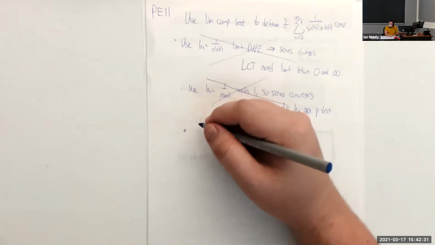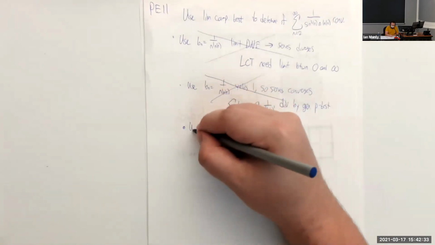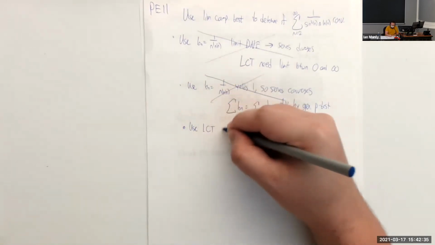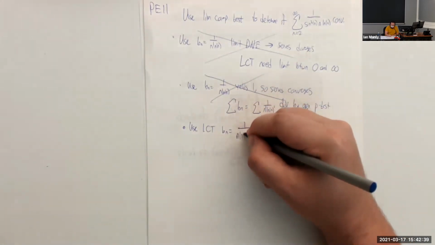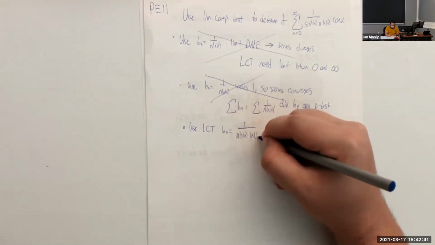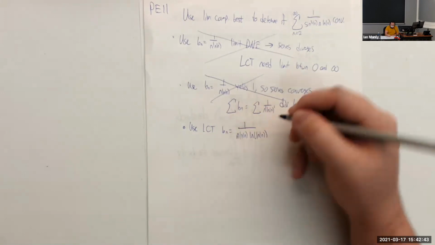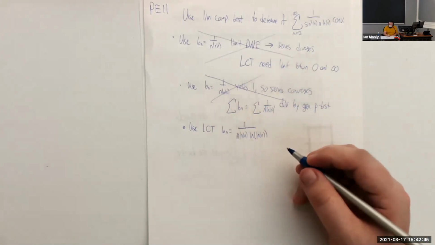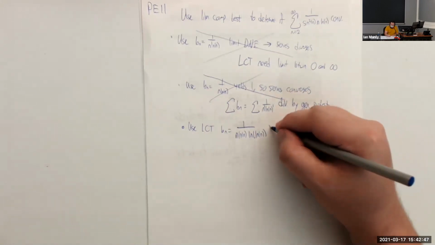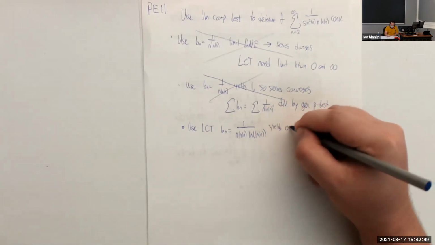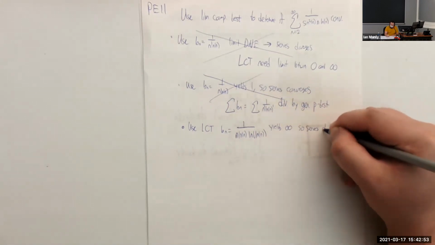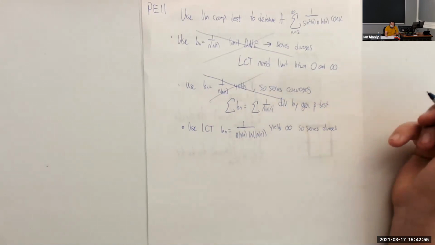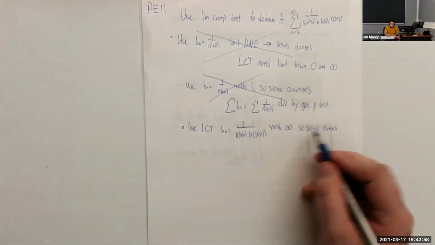Okay, let's look at our third answer here. So this one, use the limit comparison test, and this time they have a different Bn. It's 1 over n, ln of n, and then ln of n. All right. And then they say that this yields infinity, so the series diverges. Okay, well, this part at least makes sense.